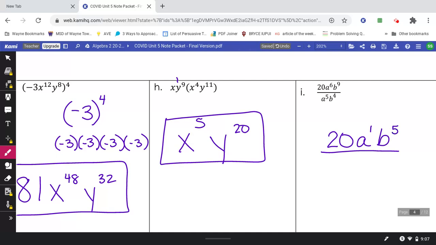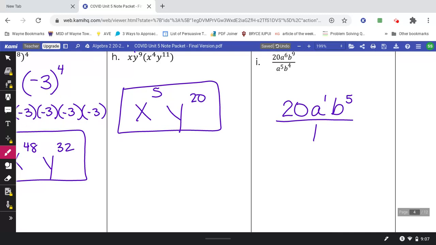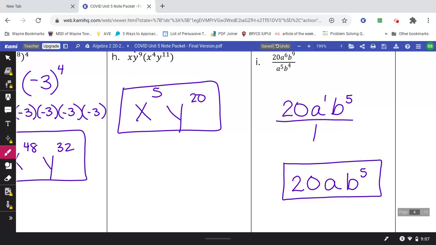Now, if you notice, I don't have anything at the bottom here. You could put a 1 there if you'd like. What you will most often see is people leaving the 1 completely off, and that's okay as long as it's in the denominator. So you'll probably see an answer written as 20A. They'll leave the invisible 1 off, and then b to the 5th. And dividing by 1 doesn't change anything, so they'll probably leave that 1 in the denominator alone.